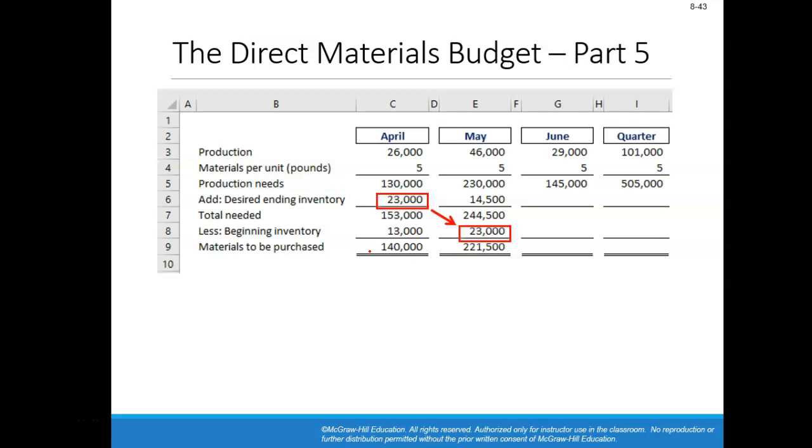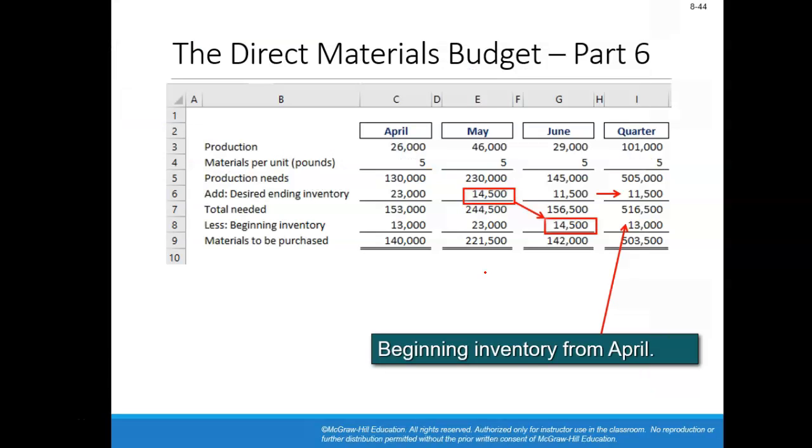We'll do the same process for the month of May. Again, your desired inventory is 10% of your production need for the upcoming month. Add that to production needs for the current month. Then subtract from that your beginning inventory. And we're going to need to purchase 221,500 pounds of material in the month of May.